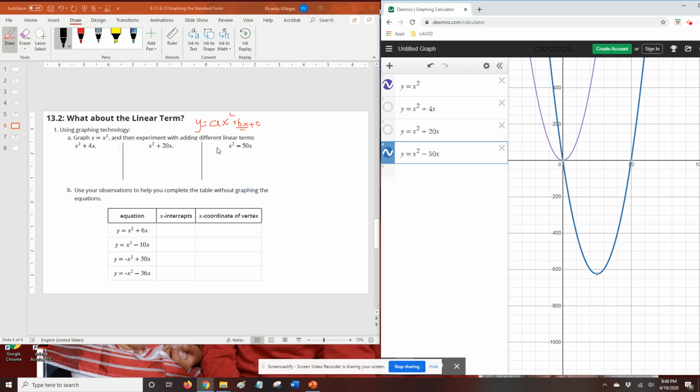All right, welcome back. So if you answered that the b term is helping us find where the graph crosses the x-axis, you are correct. So in this case, this graph here, which is the x squared minus 20x, we have our x-intercepts at -20 and 0. For this one, we have our x-intercepts.